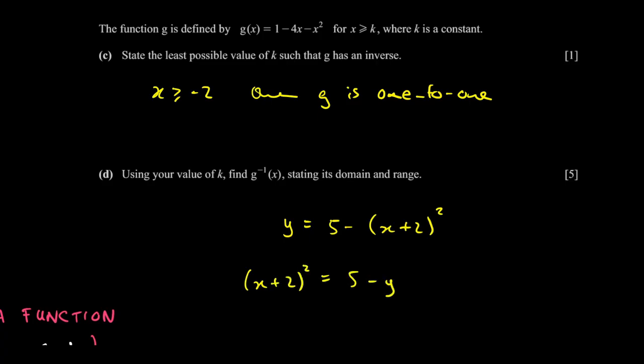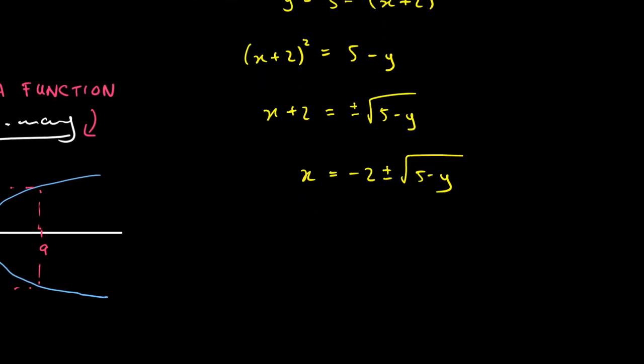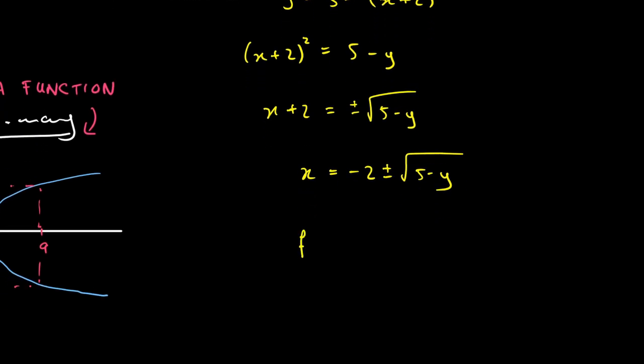minus y. I can square root both sides. So I get x + 2 is equal to plus or minus the square root of 5 minus y. And so we get x is equal to -2 plus or minus the square root of 5 minus y. It is convention that we write the inverse function such that the input is written as an x, right? So I just take the y and I replace it with an x.